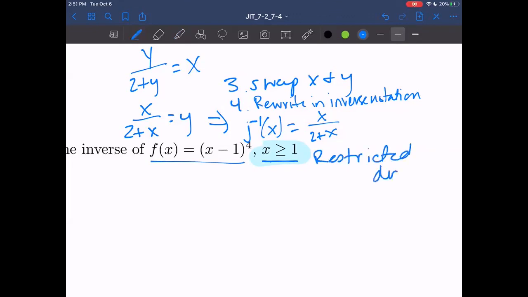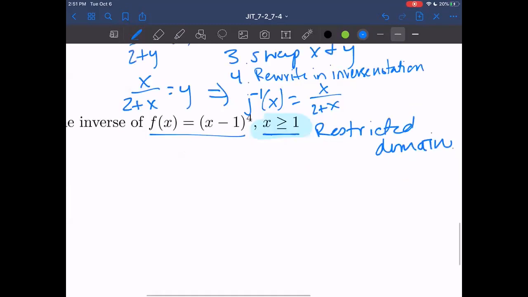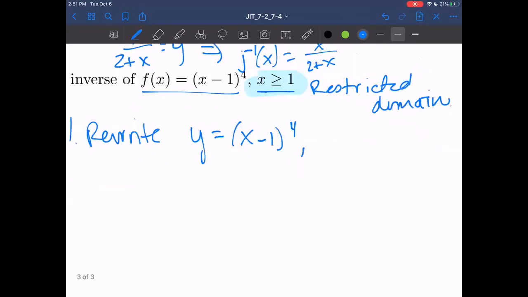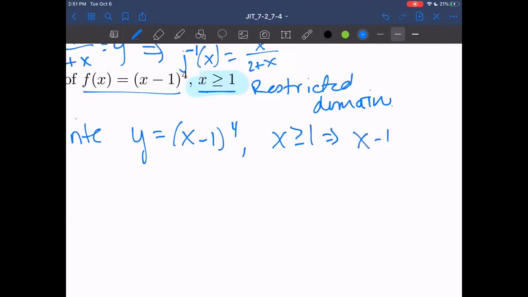And we solve it almost the same way. So we'll rewrite it. So we've got y equals (x minus 1) to the 4th. And we know that x is greater than or equal to 1, which tells us that x minus 1 is greater than or equal to 0.